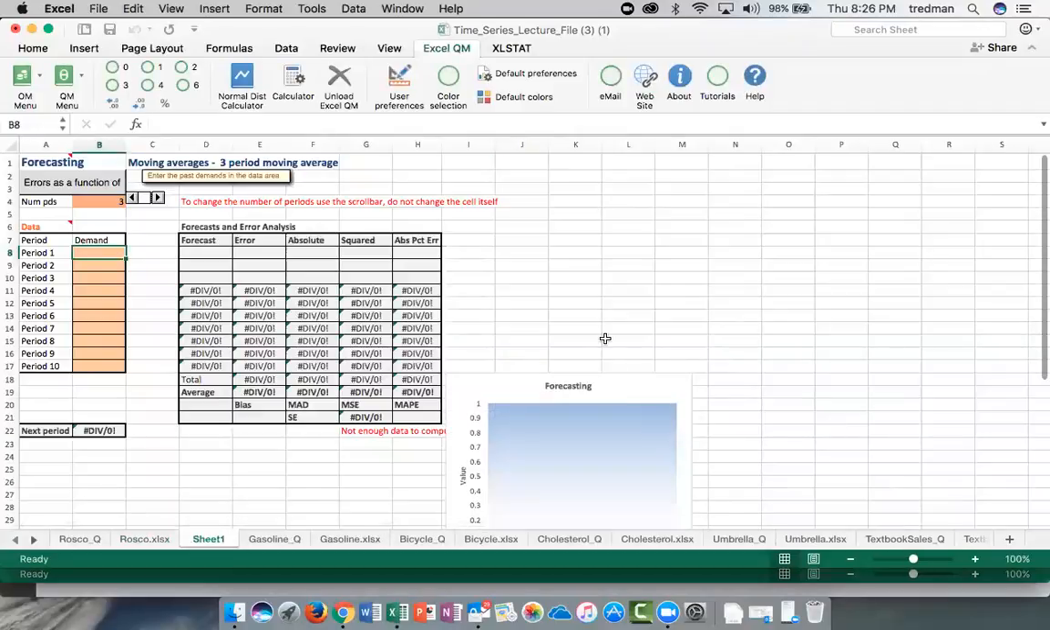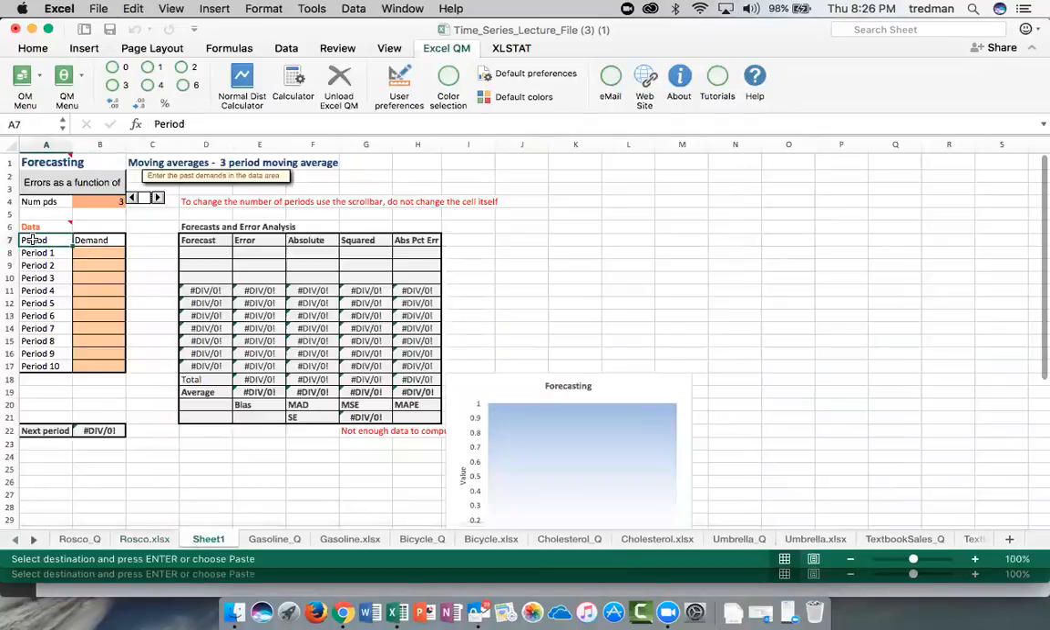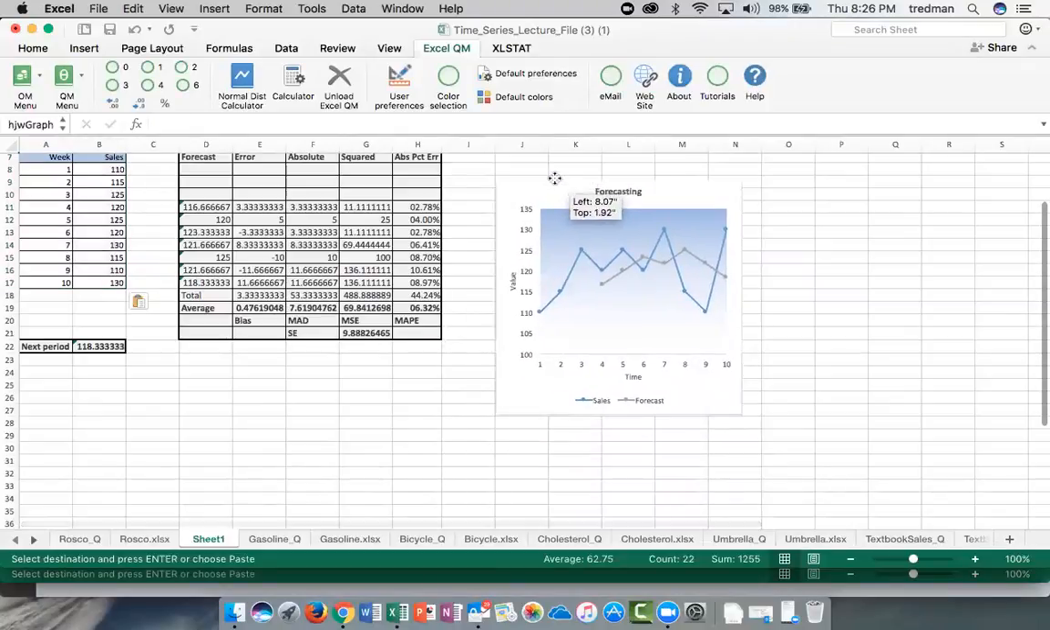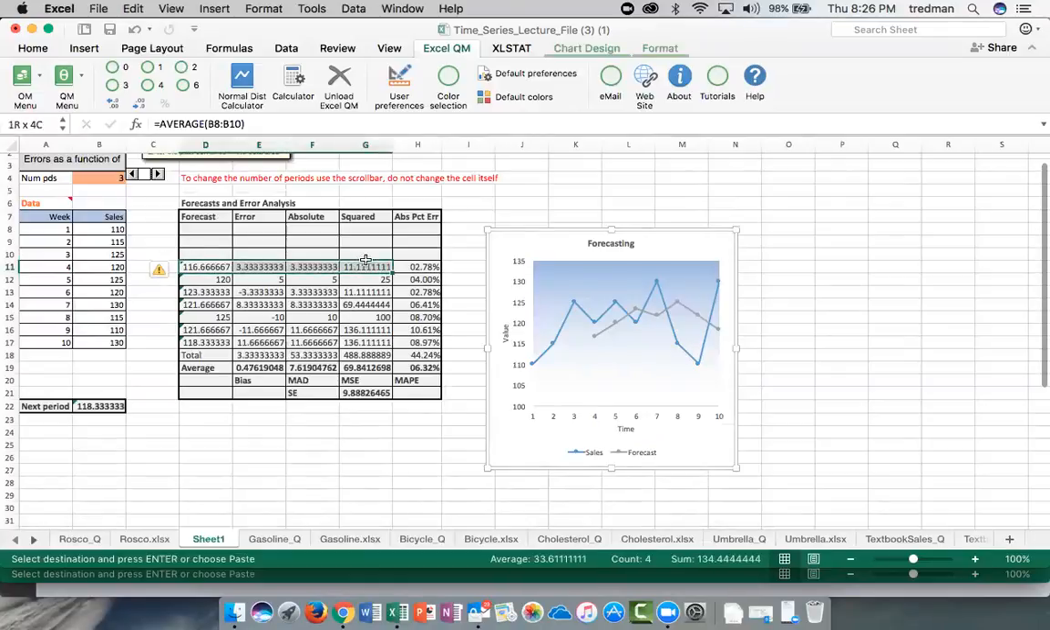Now I need to go ahead and paste in the actual data values from my original problem. And once I do that, you see I've got a graph now, and I have actual values. I'm going to set these decimal places.